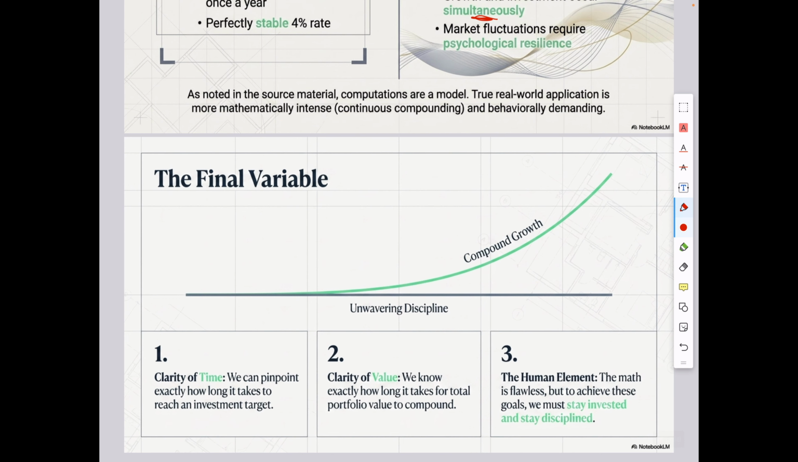Of course, the human element is that the math is flawless, but in order to achieve our goals, we must stay invested and stay disciplined to do that kind of yearly increment, yearly investment in a very disciplined way.